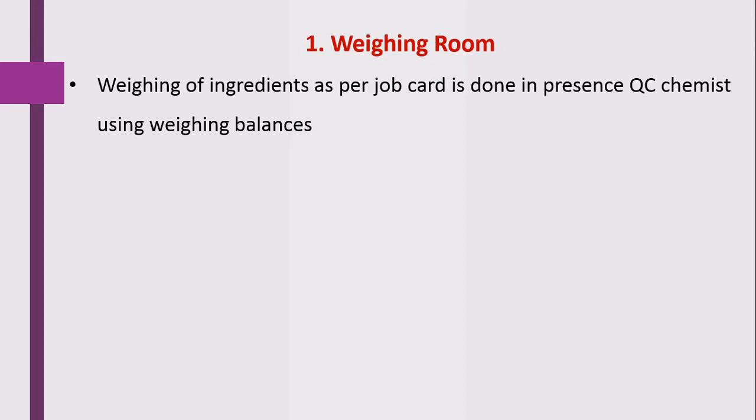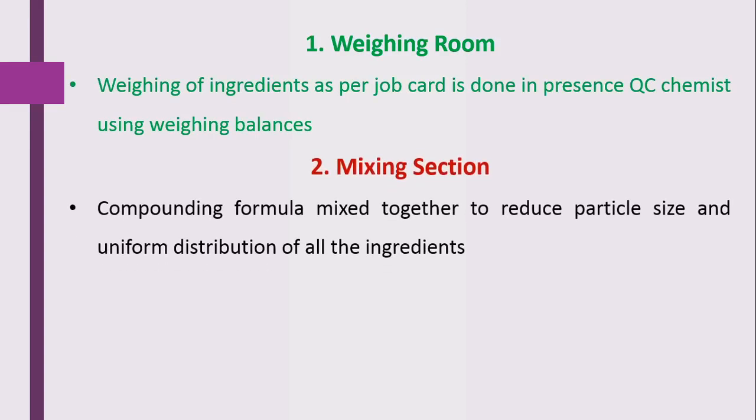So here we'll first see the weighing room. In this room, weighing is done with all the ingredients as per the job card, in the presence of a quality control chemist using the weighing balance. Different types of balances are used here, like digital, analytical or Gaussian balance, to weigh all the ingredients with accurate readings. This weighing room is mainly for weighing all the ingredients as per the requirement of that particular batch.